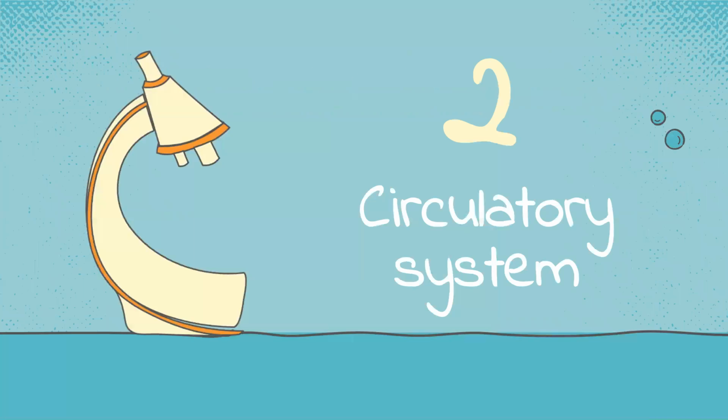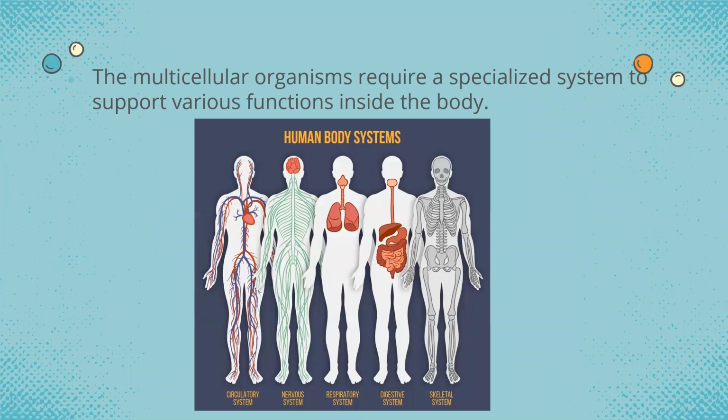Introduction. Multicellular organisms require a specialized system. In a multicellular organism, the number of materials that move in and out of the body is large, so the distance over which these materials are to be transported is also large. Therefore, they require a specialized system to support various functions inside our body.